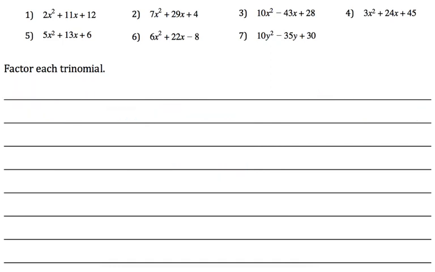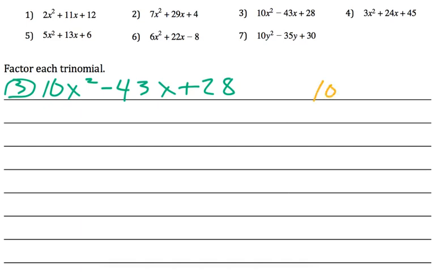Number 3 will end up being a little bit more involved, so let's check it out. And by a little bit more involved, I just mean we have to figure out what's going on with these minus values. So I have 10x squared minus 43x plus 28. Same deal as before. 10 times 28 gives me 280.